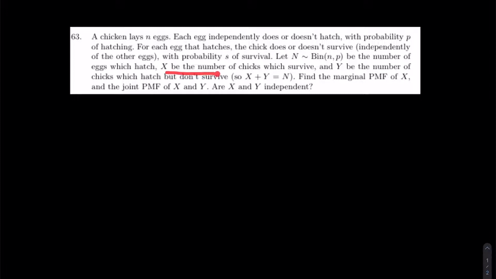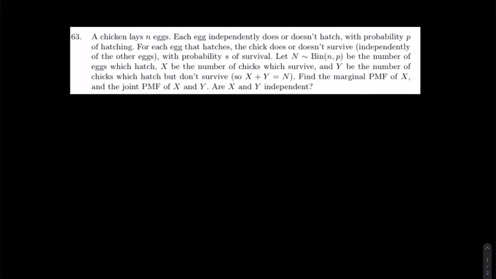Let X be the number of chickens which survive, and Y be the number of chicks which hatch but do not survive. So X plus Y are basically n. We are first asked to find the marginal PMF of X, and then the joint PMF of X and Y. And then we are asked also if X and Y are independent. So I'm actually going to start with the PMF of X and Y, and then do the marginal of X.